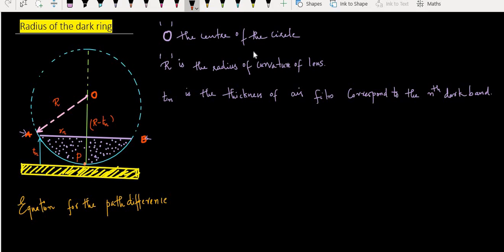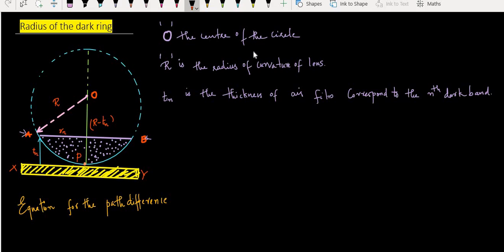Okay, so here we have a planar convex lens APB, and I'm representing this glass plate as XY. XY is my glass plate. So we have a planar convex lens which is placed on a glass plate, and this point P is where the glass plate and the planar convex lens are in contact.